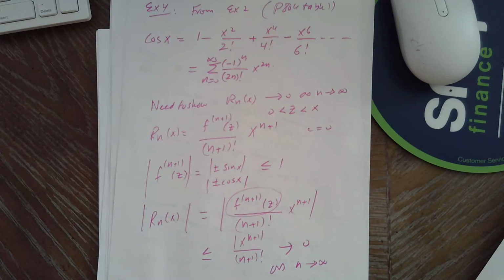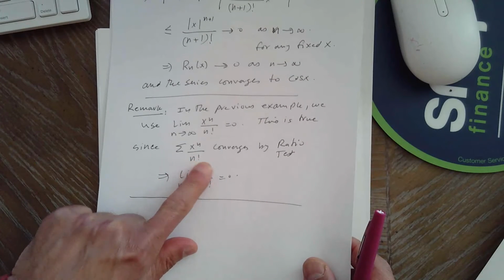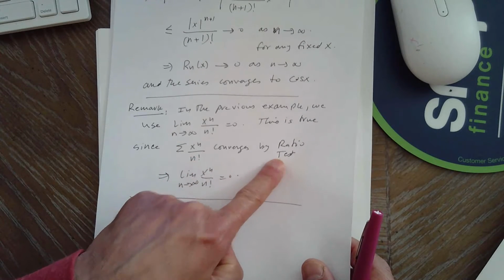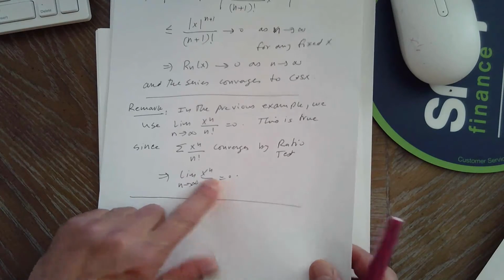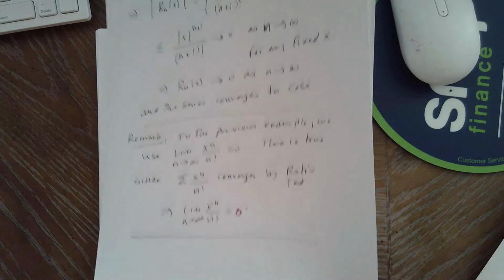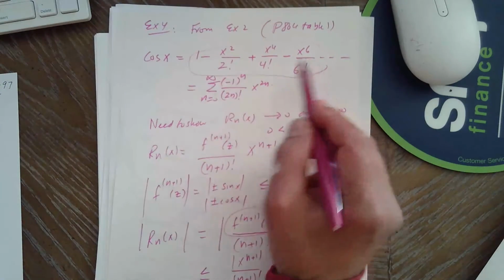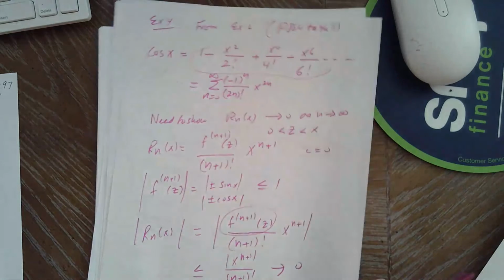Why? Because I have it down, so if that goes to 0, then the series converges to that function. And here's why. Because we did the sum of x to the n over n factorial converges by the ratio test, so the limit of the nth term is also 0. If the series converges, then the limit of its nth term is 0. So not only did we prove that the series converges, we proved it converges to cosine x.